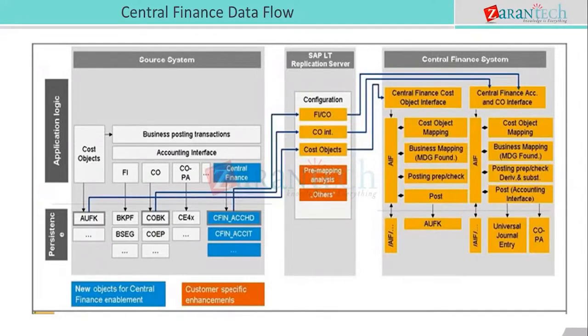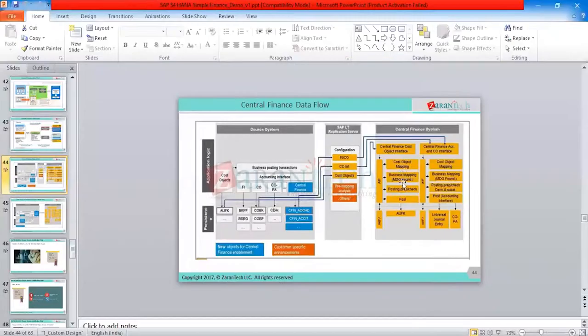Once the document has reached Central Finance, it will go to the MDG. MDG is nothing but master data governance. In master data governance, it will check whether all the fields have been properly mapped or not. If there are any errors, you can trigger them through the AIF. AIF is nothing but Application Interface Framework. Okay, so when I go into the SAP here.